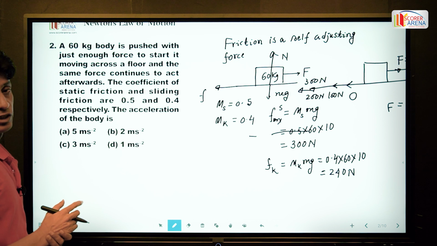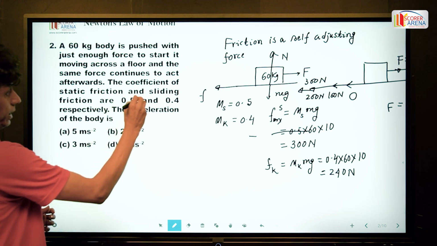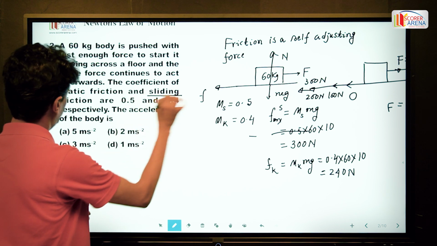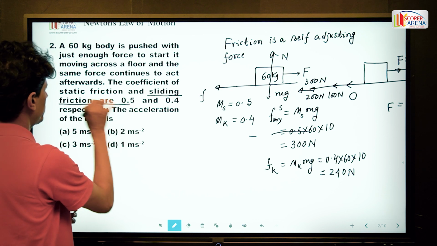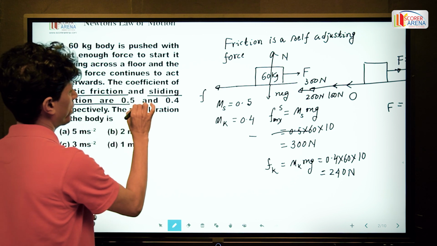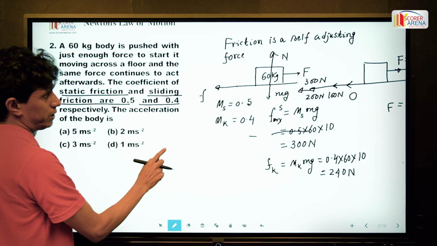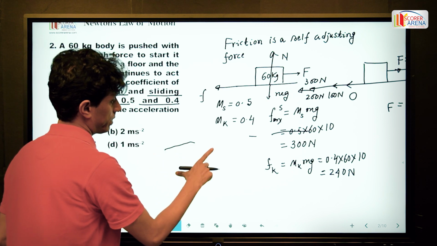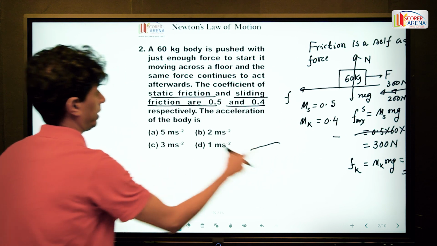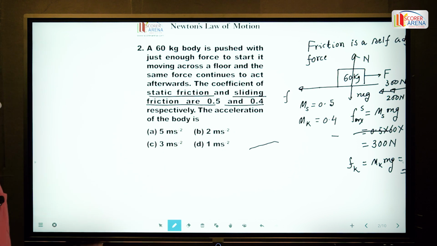So in this problem, a 60 kg body is pushed. There are two coefficients of friction, static and kinetic, which are 0.5 and 0.4. So this is a very interesting question also, as before.